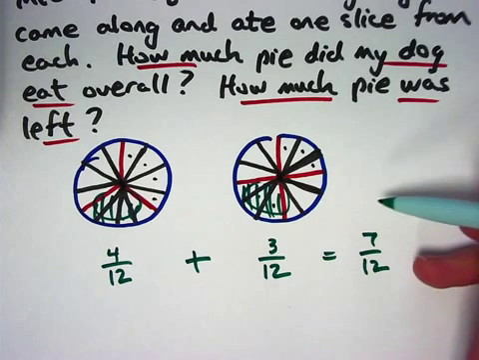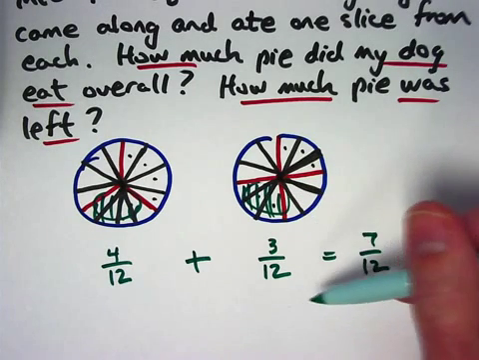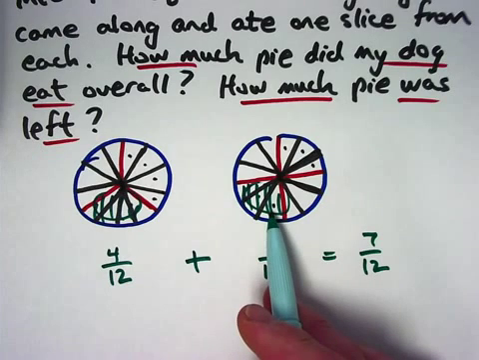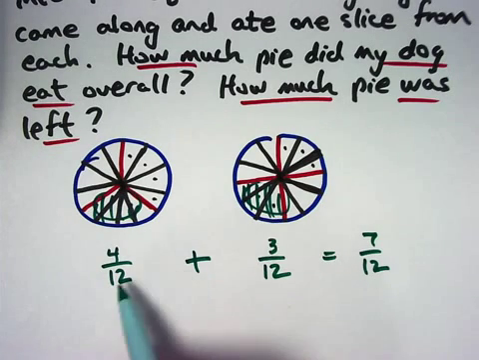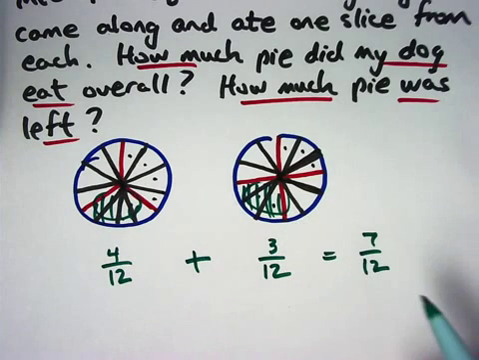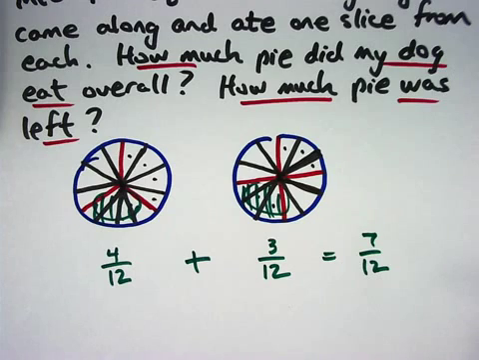And the reason why this makes sense is because of this kind of picture. At least in this kind of example, that's why this kind of thing makes sense. 4 out of the 12 pieces from that pie, 3 out of the 12 pieces from that pie, 4/12 plus 3/12. Overall, the dog ate 7 equal pieces out of, as if he had eaten out of one pie. He ate 7/12 of a pie.